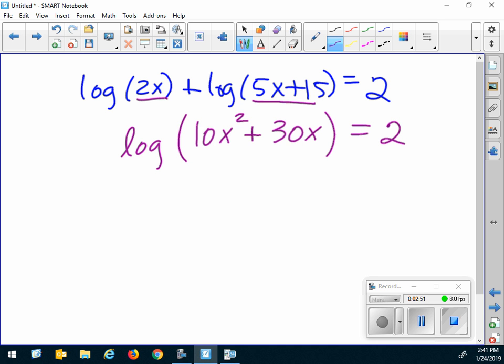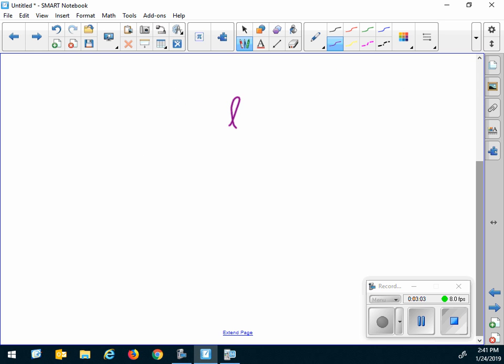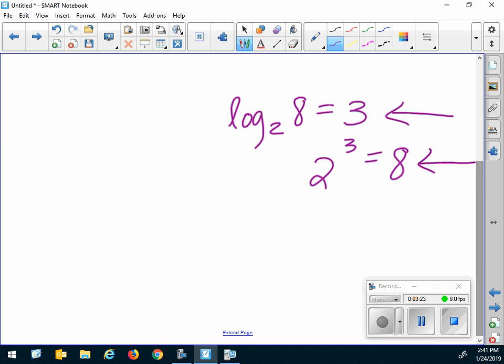Now you're like, well, I don't know what to do now. Yes, you do, because you know how to rewrite a logarithm as an exponential. Log base 2 of 8 equals 3. How do you rewrite that with an exponent? I made this up. This as a log is this as an exponential. Okay? You've got to tell me if you're having trouble with something, all right? You've got to tell me.